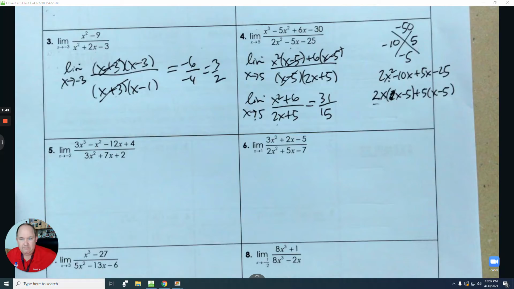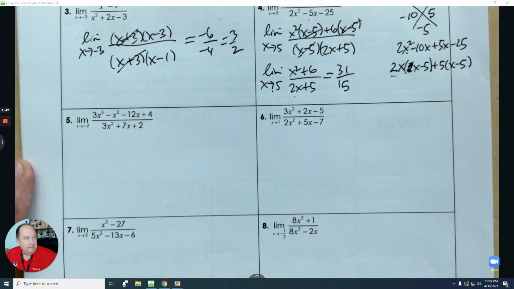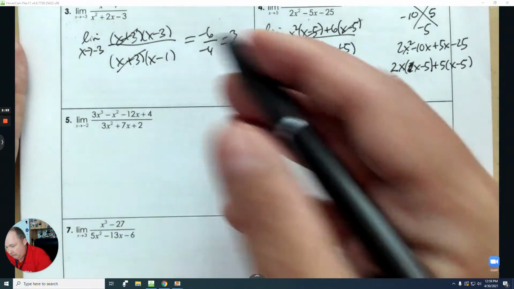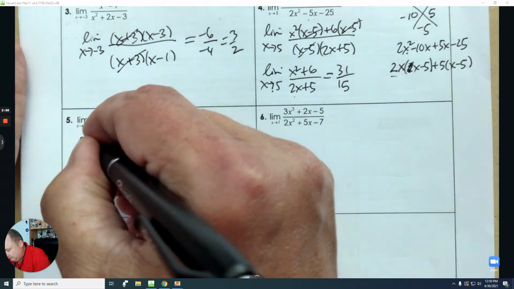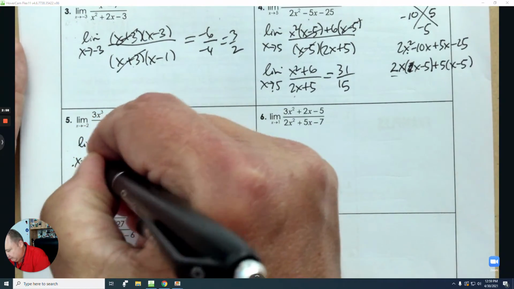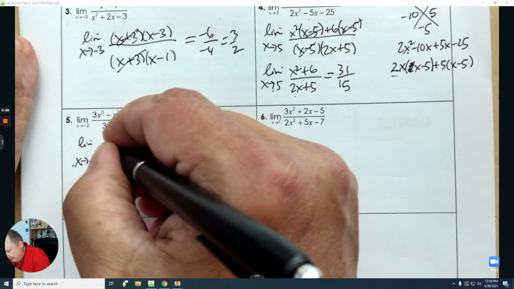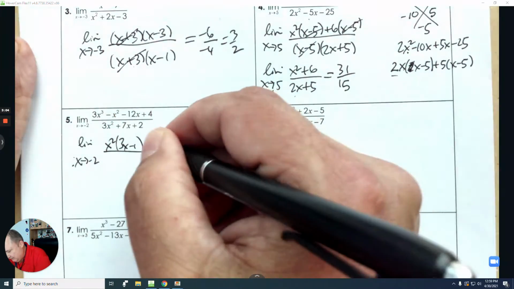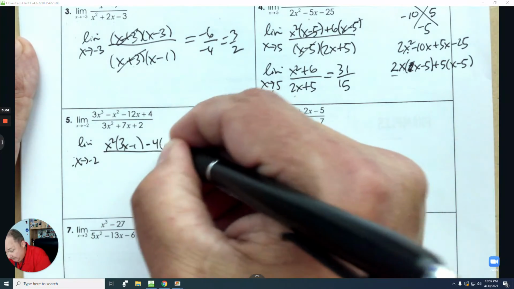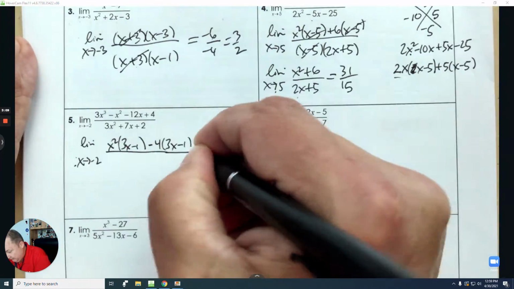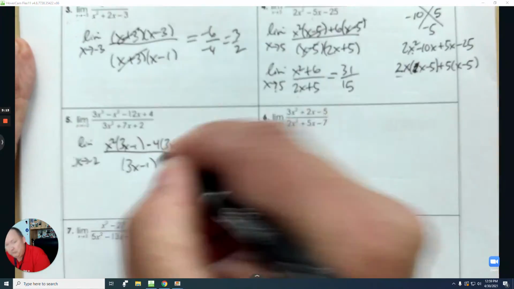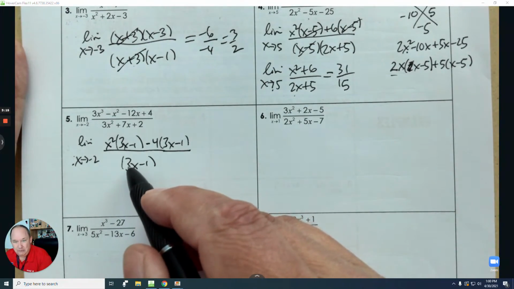Number 5. So step 1 is to recognize it's indeterminate. So if I evaluate at -2, you get 0 over 0. Then we're going to factor. So it's good practice knowing how to factor. So I'm going to factor out x squared, that's 3x minus 1, and factor out a -4, that's 3x minus 1.